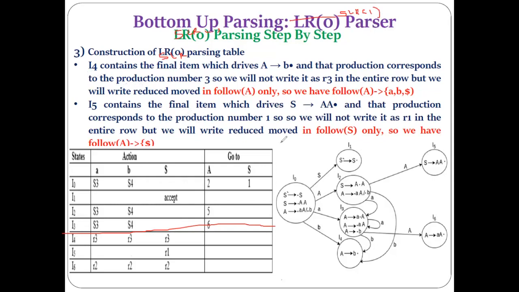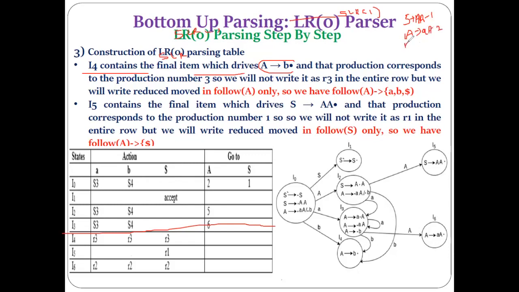As you know, we have to focus on the final items when making the reduction entries. We have the final items in the final states I4, I5 and I6. So I4 contains the final item, and that final item is like this. As I said, you have to number the productions: S deriving AA is our first production. Then A deriving AA is the second.